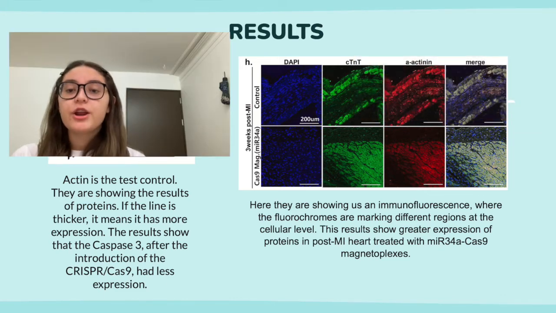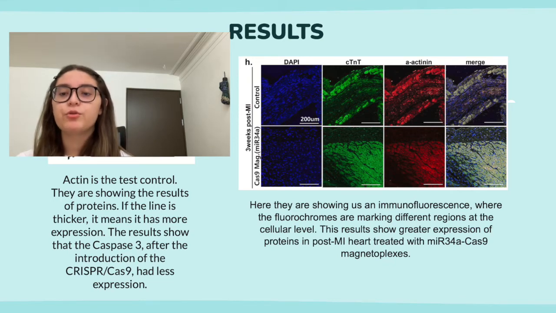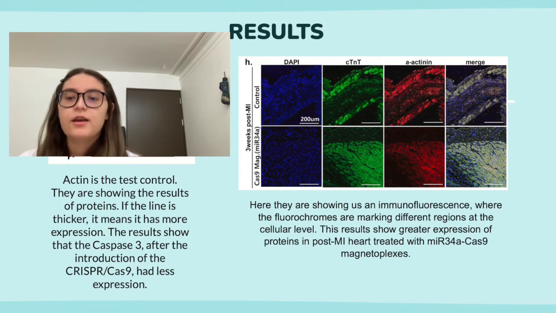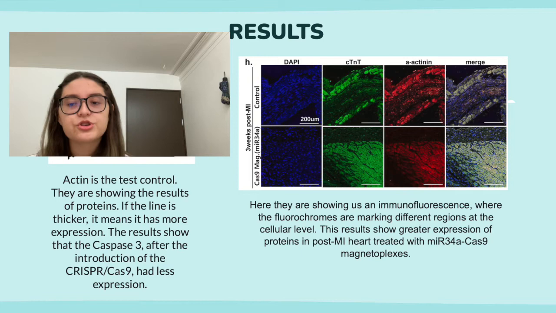For the next part, we have the results of an immunofluorescence, where the fluorochromes used are DAPI, cTnT, and alpha-actin. These fluorochromes are marking different regions at the cellular level. These results show greater expression of proteins in the post-myocardial infarction heart treated with MIR34A Cas9 magnetoplexes.